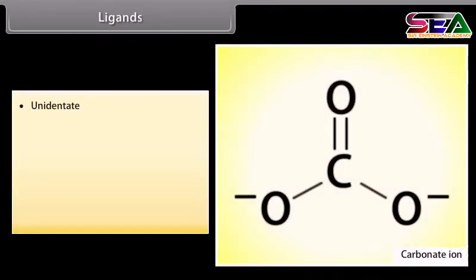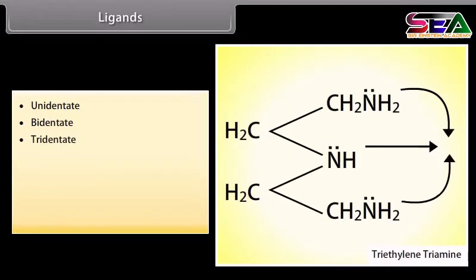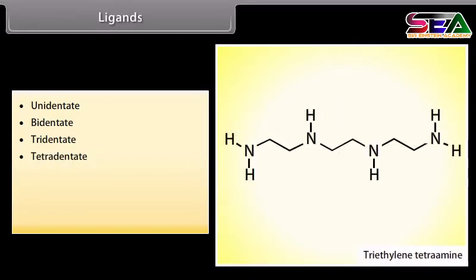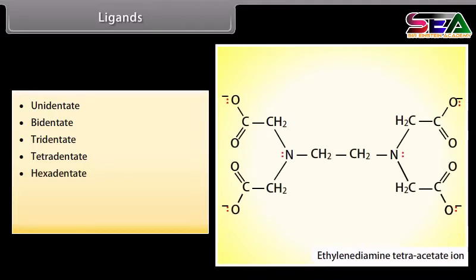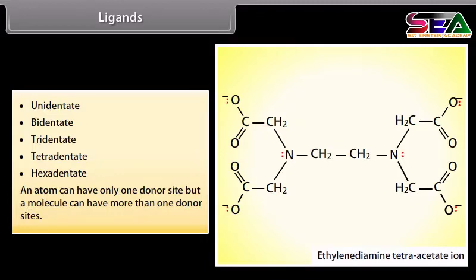Unidentate with one donor site, for example, carbonate ion. Bidentate with two donor sites, for example, oxalate ion. Tridentate with three donor sites, for example, triethylene triamine. Tetradentate with four donor sites, for example, triethylene tetraamine. Hexadentate with six donor sites, for example, ethylenediamine tetraacetate ion. An atom can have only one donor site, but a molecule can have more than one donor site.